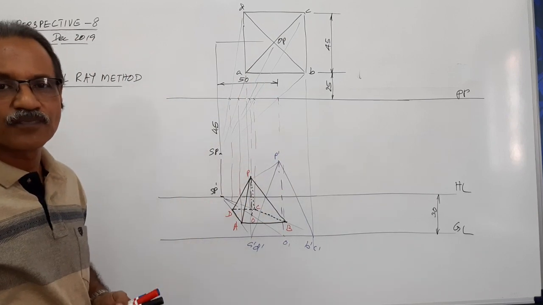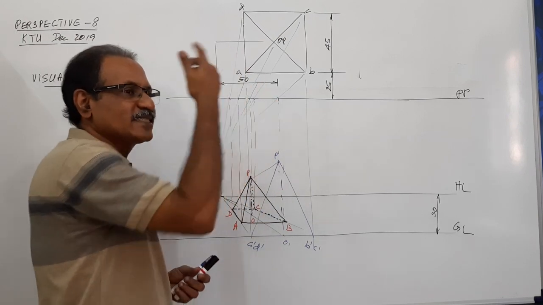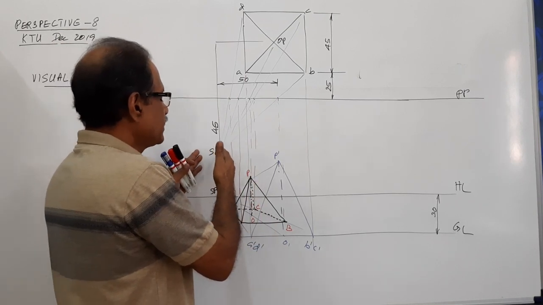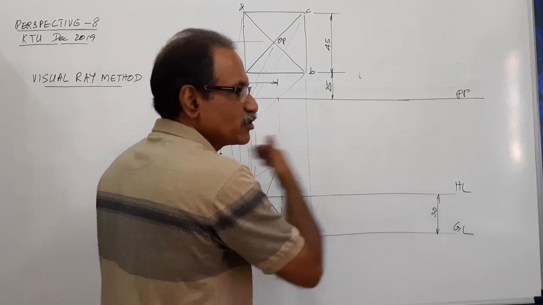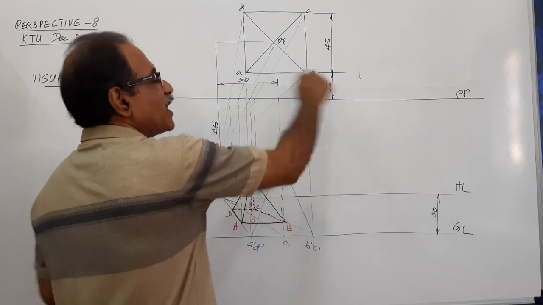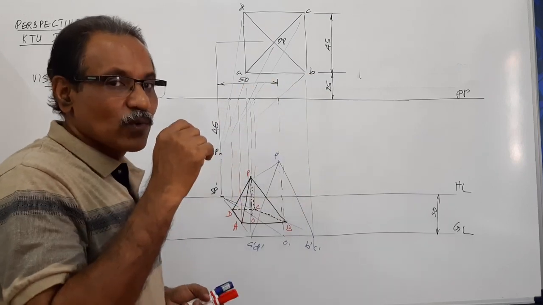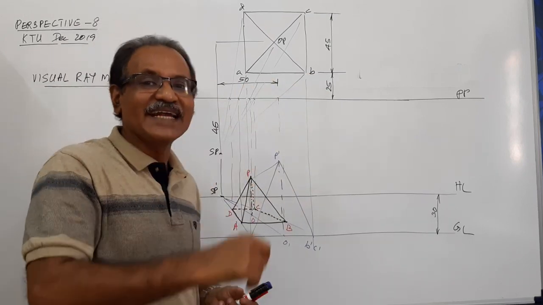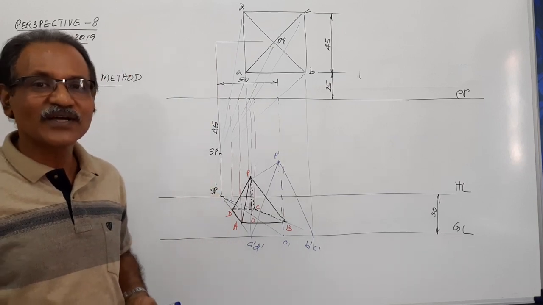That's all. When the number of points is less, when the station point is away to the sides, and also when one side is parallel to PP, the visual ray method is ideal, as I told you earlier. Okay?